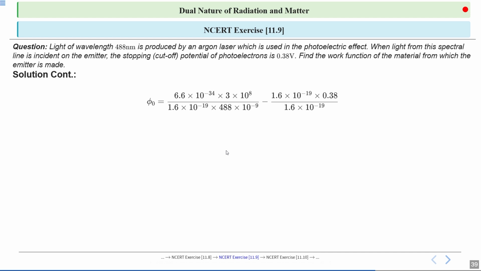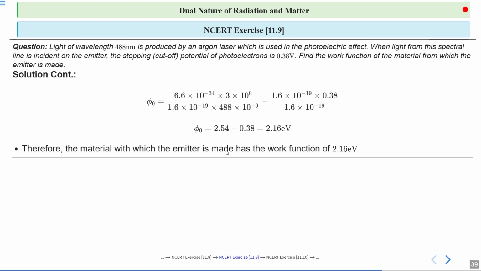Now substituting the values and solving this, you will get phi naught. So phi naught equal to 2.54 minus 0.38 is equal to 2.16 electron volt. Therefore, the material with which the emitter is made has the work function of 2.16 electron volt.